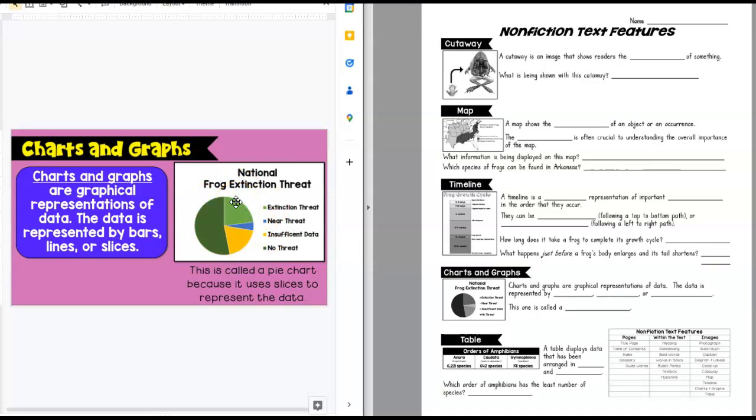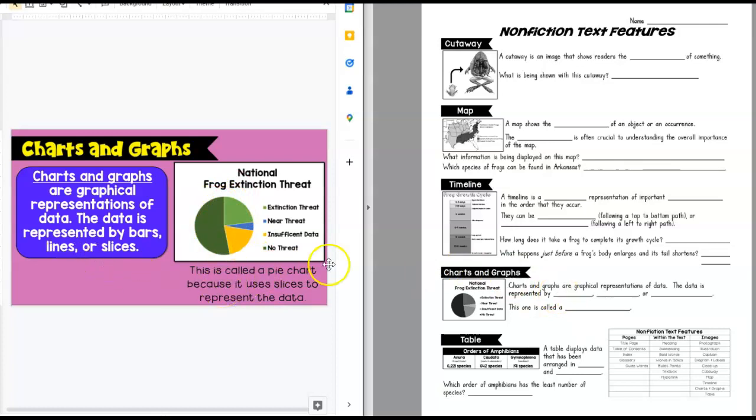It can be a bar graph. It can be a line graph. It can be a pictograph. But this one shows frogs in a pie graph. And then you always have to have the labels over to the side to show what things mean. Okay, so you can fill in the information for that.